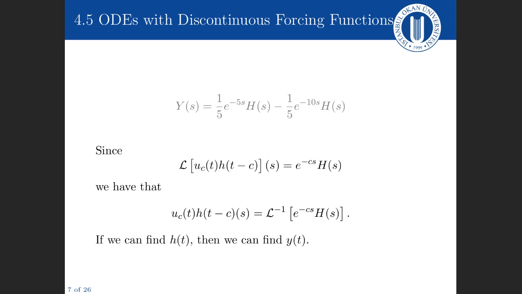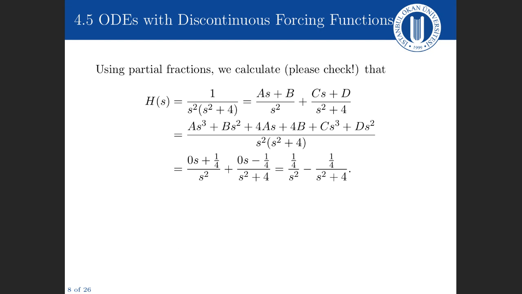If we can find small h, then we can find small y. We know how to find the inverse Laplace transform of a function like capital H. We can use partial fractions. I'm going to leave it for you to check that capital H is (1/4) over s squared minus (1/4) over s squared plus 4. We can find the inverse Laplace transform of this function.